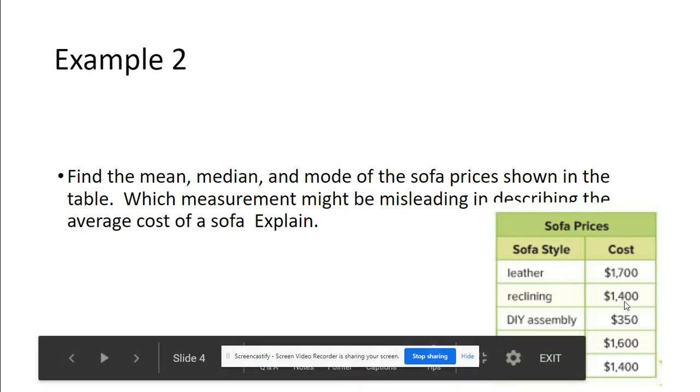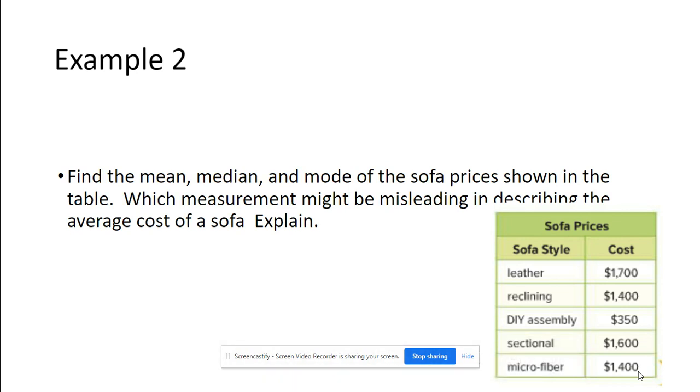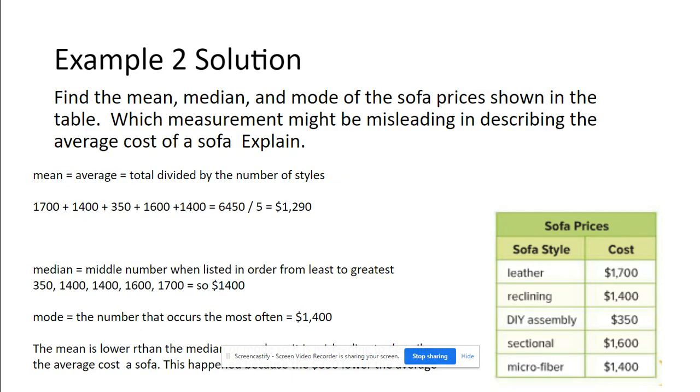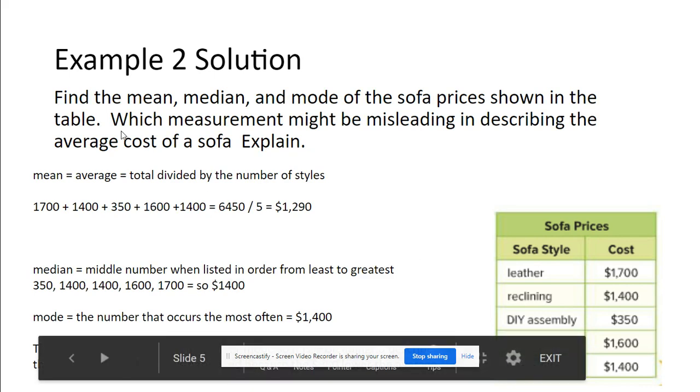So we can see that the only number that occurs more than one time is 1400. So there is the mode. So I'm going to go ahead and advance to the next slide so you can see the calculations here. I've already explained how we find them, but here is my math.